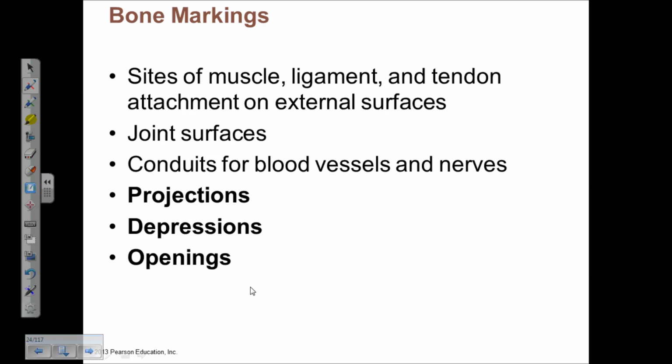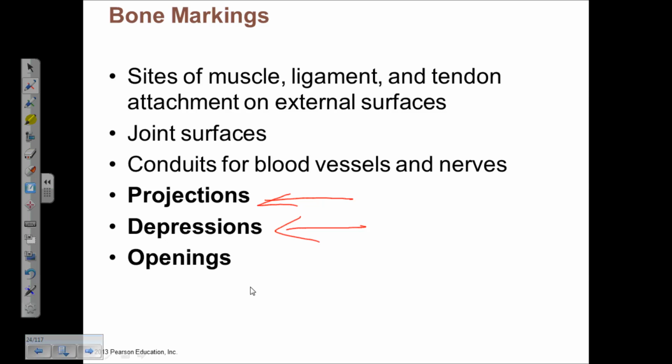So I want you to be familiar with the names of the markings, to be able to understand what we're talking about when you read something like foramen or tuberosity. Those markings represent sites for muscle, ligament or tendon attachment. They may also be part of the surfaces of a joint, like a condyle, or they may be passageways for nerves and blood vessels. They can be divided into projections.